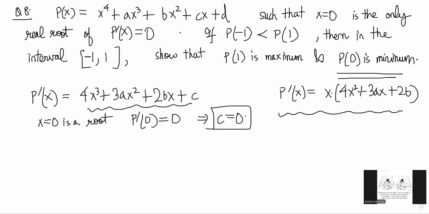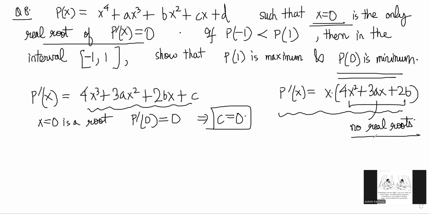Okay. Now the question has said that x is equal to 0 is the only real root of this. So that means this quadratic must have no real roots, right? The quadratic is a factor of p dash x, but p dash x has no other real roots. So this quadratic cannot have any real roots, correct? So this quadratic therefore will always be greater than 0. This will always be a positive number. Then only it can have no real roots because it's an upward facing graph, right?